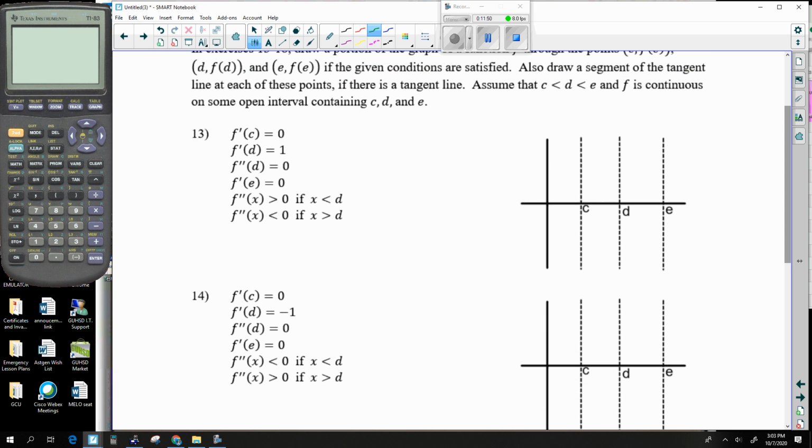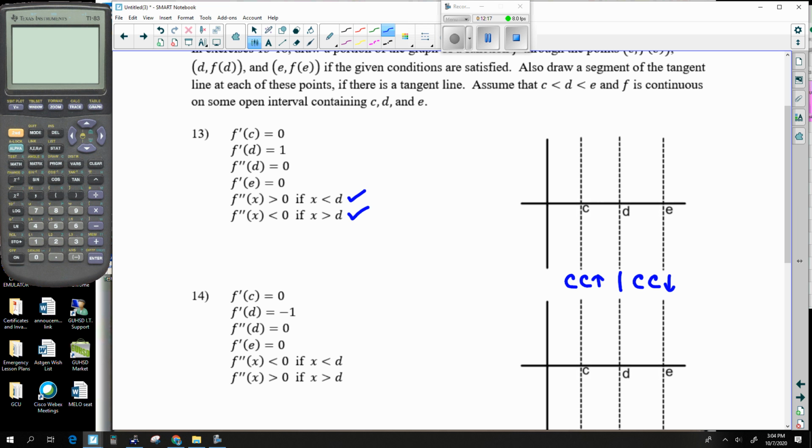All right, these look a little bit more scary than what they really are. What I try to do is I start with the concavity. That's usually the easiest part to distinguish. All right, so I see that D is the separating point. To the left of D, it's concave up. And to the right, it's concave down.